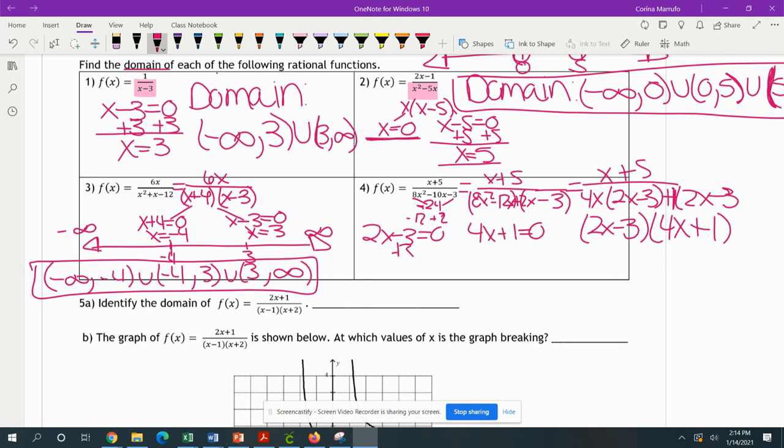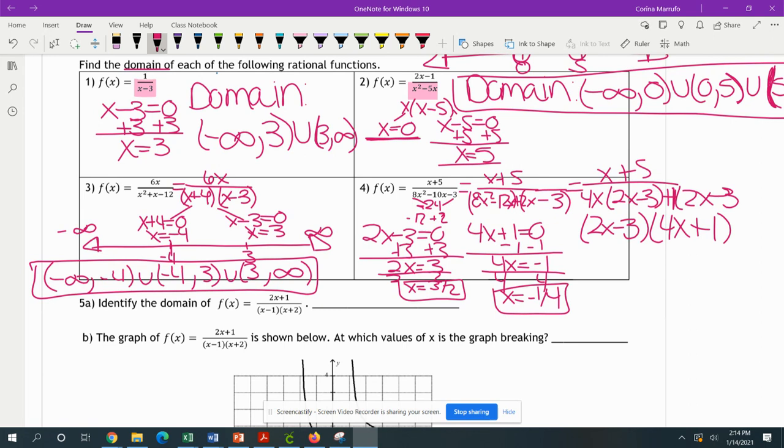Okay, so here we add the 3 plus 3. We get 2x equals 3. We divide by 2. And we get x equals 3 over 2. Here we subtract the 1. And we get 4x equals negative 1. We divide by 4. And x equals negative 1 over 4. Okay, so these are the two numbers that will make your equation undefined.